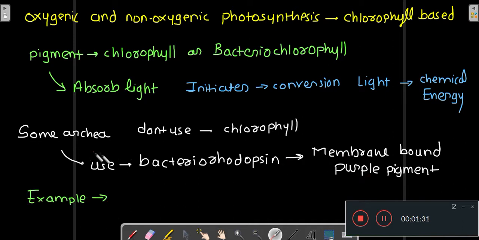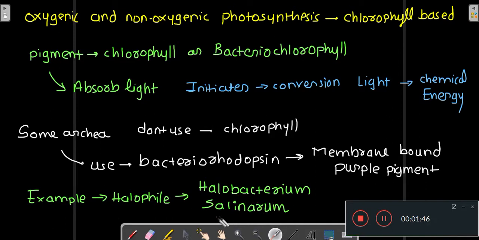An example of these archaea which don't use chlorophyll and use a membrane bound purple pigment to convert light energy into chemical energy is a halophile known as Halobacterium salinarum. It uses bacteriorhodopsin to convert the light energy into chemical energy.